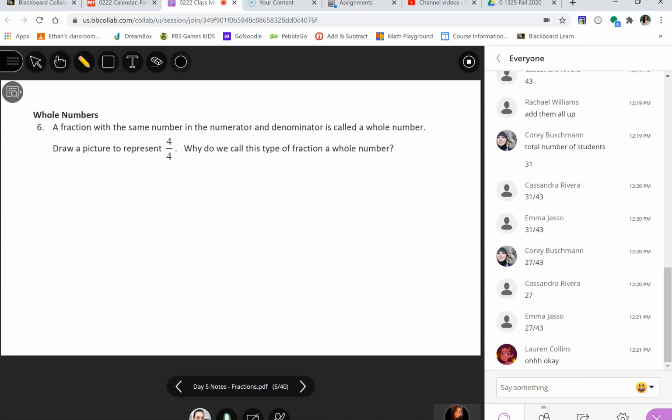Okay, so they're also going to ask about different types of fractions. So the first one they're going to talk about are whole numbers. If a fraction has the same number in the numerator and denominator, it's called a whole number. So somewhere on your paper, I want you to draw a picture to sketch 4 out of 4.